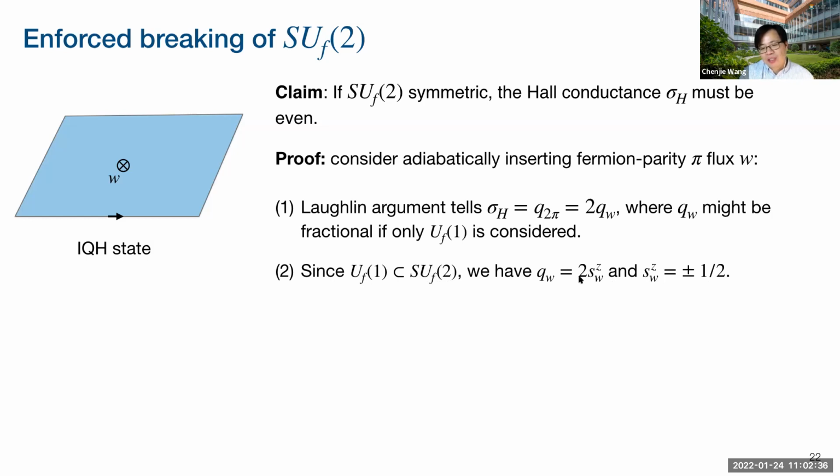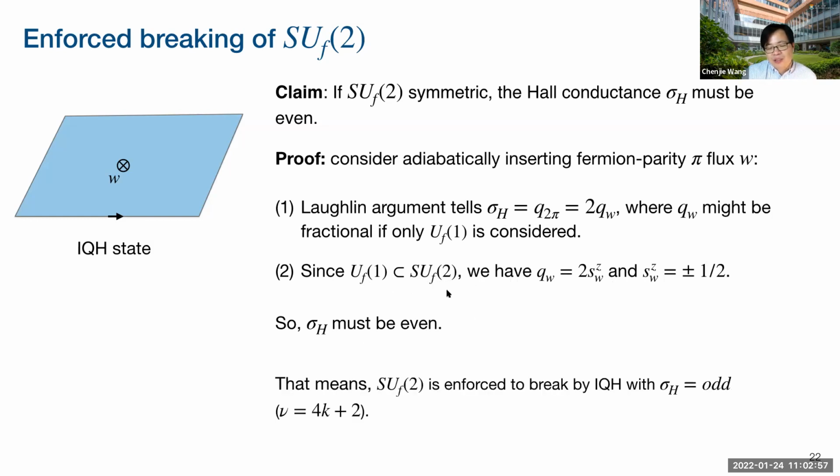So there is a periodic difference between them. So the charge also gets, we multiply it by 2. So there is a difference. So once you combine this, then you can argue that this embedding says that QW must be an integer. Okay, so that means that once this is an integer, sigma h must be even. So that means that if new sigma h is odd, SU(2) symmetry is enforced to break, okay, because it's incompatible.